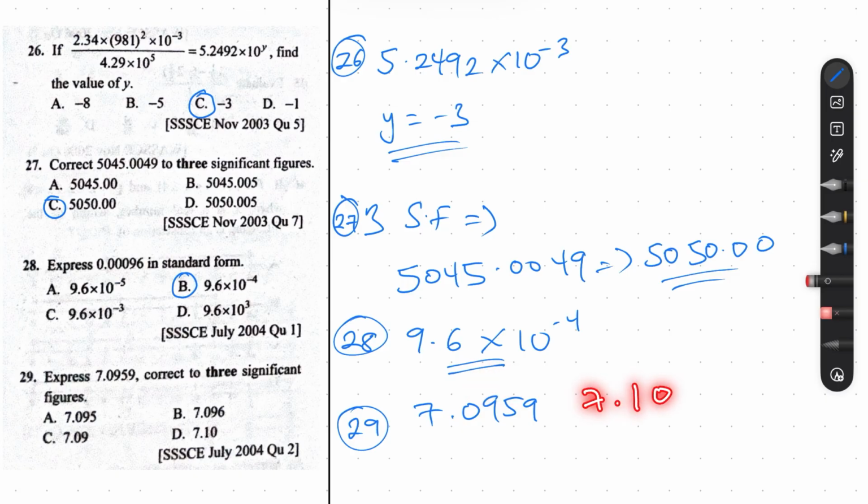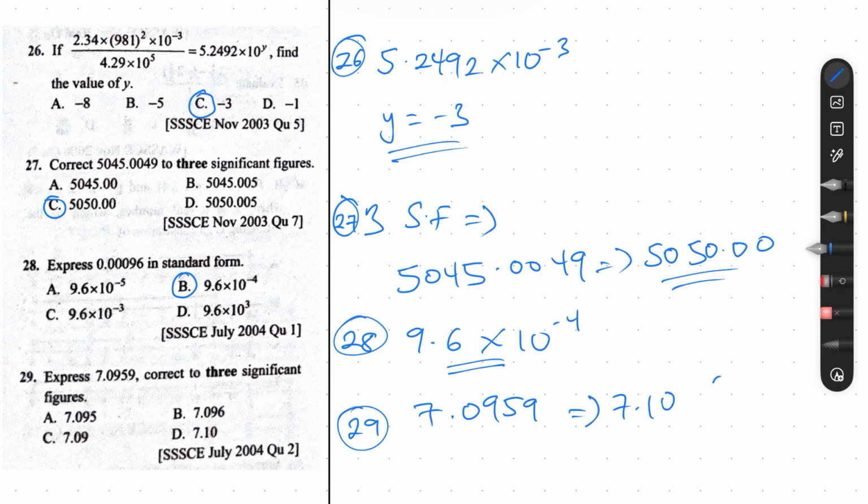That will give us 7.100, so 7.10. This will be our answer, because when you add 1 to this, you get 10. So let's write that down.